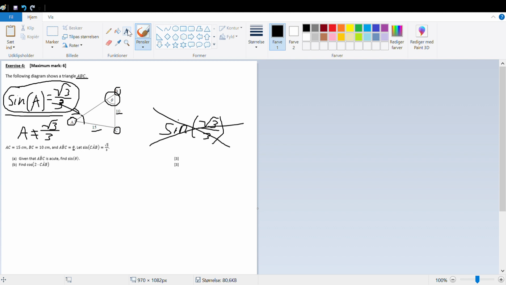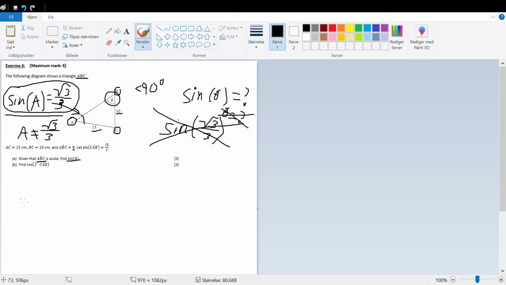Okay, now that that's out of the way, let's actually do the work. Given that ABC is acute, as in given that it is less than 90 degrees, that's what acute means, find sine of theta. Figure out what sine of the unknown angle would be equal to. Please note, we don't have to ever know what this angle is. It doesn't matter. We only need to know what sine of that angle is equal to. That is all we need to know.